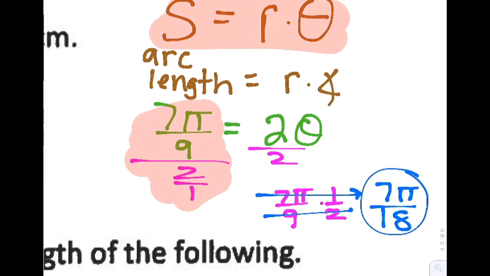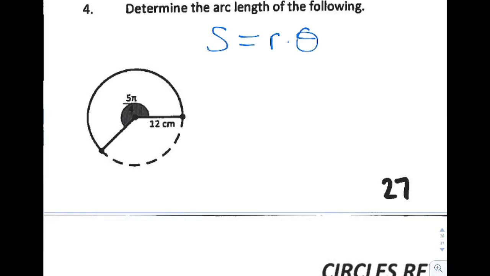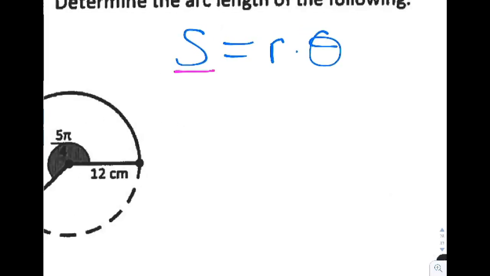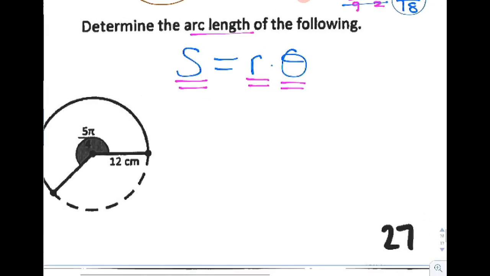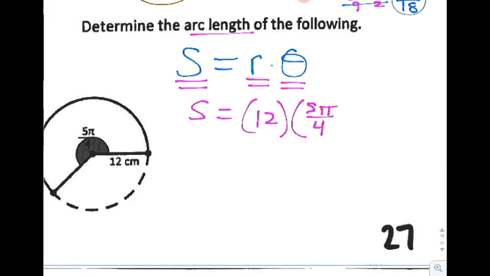And this is your new formula. S equals r theta. The arc length equals the radius times the angle in radians. So the same formula here, we're talking about arc length, so it's S equals r theta. The arc length equals the radius times the angle in radians. This time you're looking for the arc length. So what is S? If we know that the radius is 12 and the central angle is 5 pi over 4.